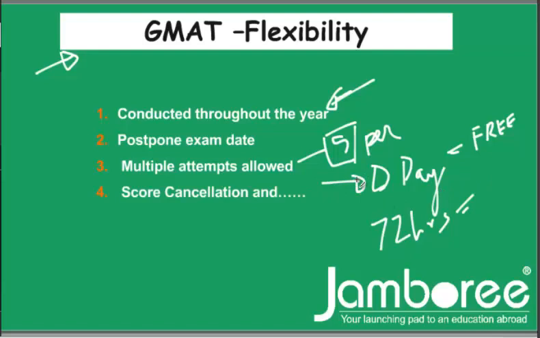So let's say your target is 700 and you get a 500 for whatever reason. Then it's a no-brainer. You can go ahead and cancel the score and take the exam again. But let's say you are targeting 720 and you get a 700. Now that's a tricky call. Should you accept this score or cancel it? Under such a circumstance, you just accept this score, come back and discuss it with whoever you want to, and then you can cancel it.